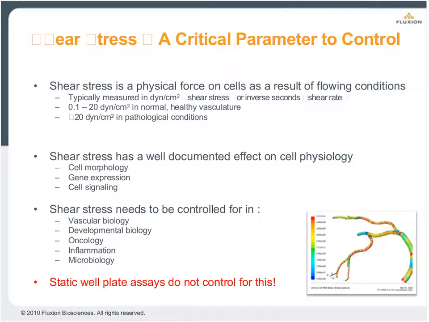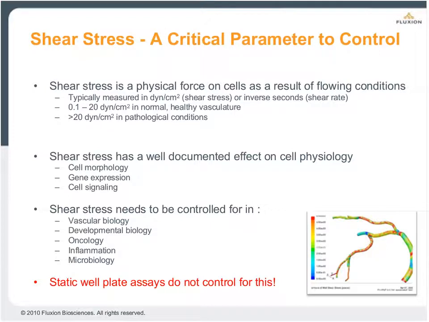The first parameter we're going to discuss is shear. Shear is a mechanical force, in our case, exerted by fluid flow. In a healthy individual in the vasculature, shear can range from sub 1 dyne to 20 dynes per centimeter squared. In the case of a stenosed artery or a diseased blood vessel, the shear can be well in excess of 20, to hundreds of dynes per centimeter squared.